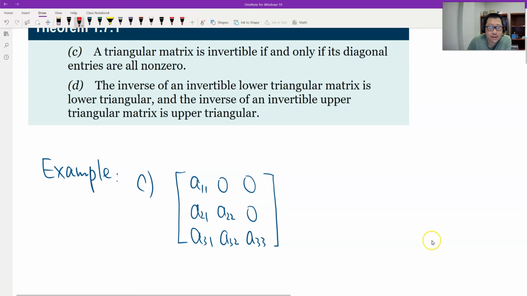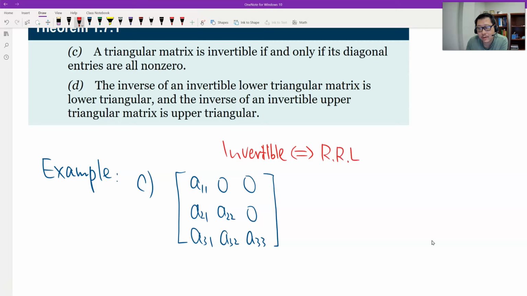This result: a matrix is invertible if and only if its reduced row echelon form is the identity. That's the equivalence theorem we learned before. We already have this result. How do we use it? To get the reduced row echelon form, we have to do row operations. We just do row operations.